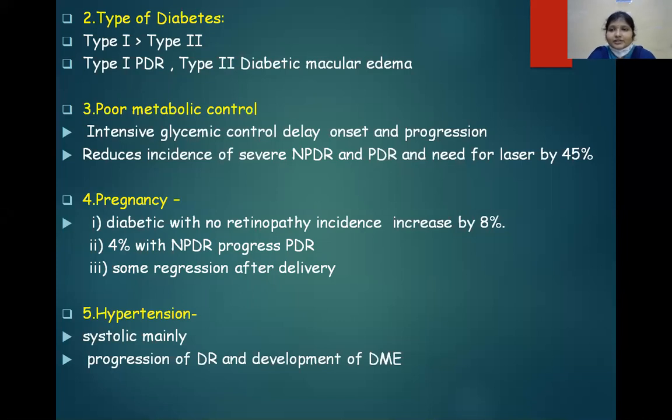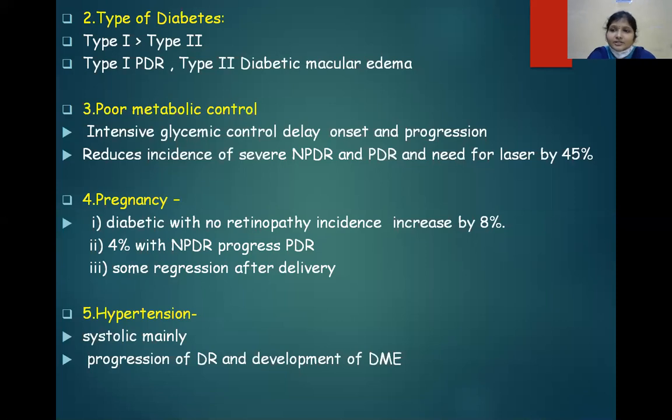The other risk factor is poor metabolic control. Though this is not very significant, intensive glycemic control shows that it can delay the onset and progression of diabetic retinopathy. So it reduces the incidence of severe NPDR and PDR and the need for laser by about 45%.